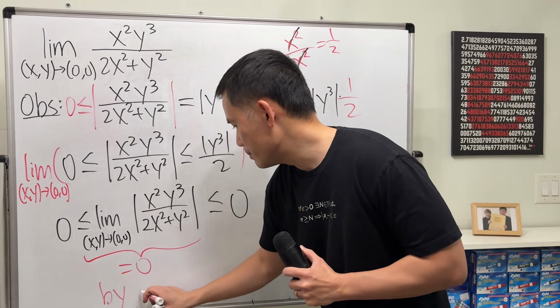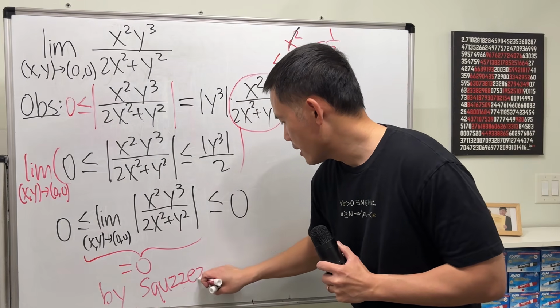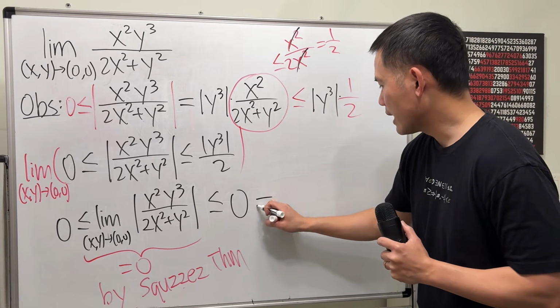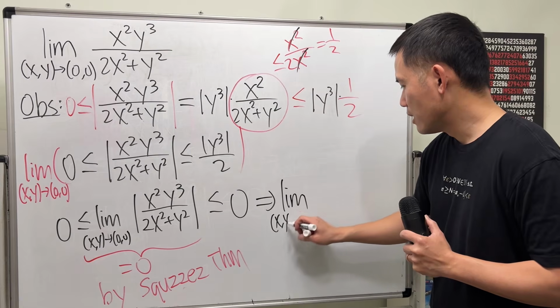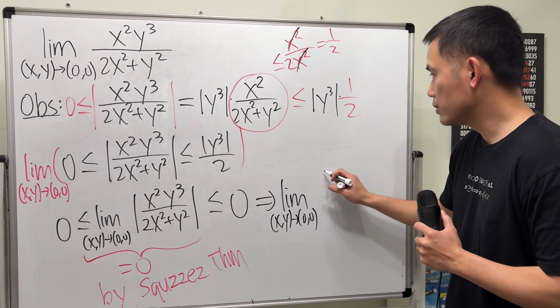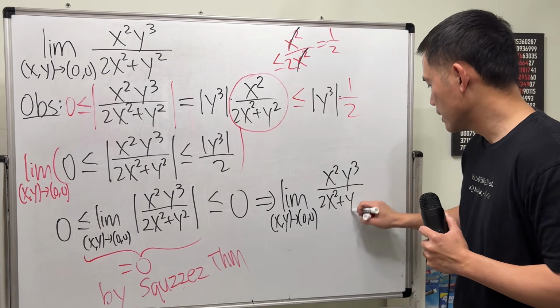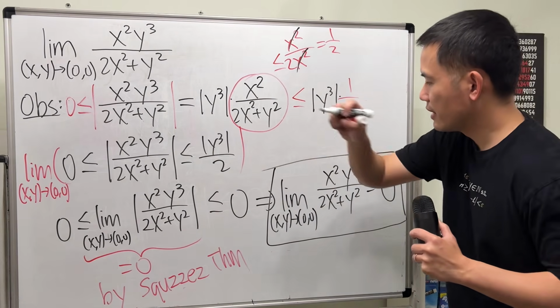And the reason for that is because of the squeeze theorem. So based on this, we can actually conclude that the limit of the function that we're looking for as (x, y) approaches (0, 0) has to be equal to 0 as well. And that will do it.